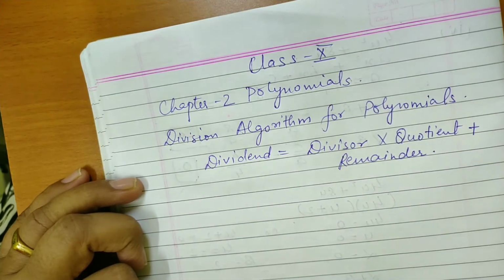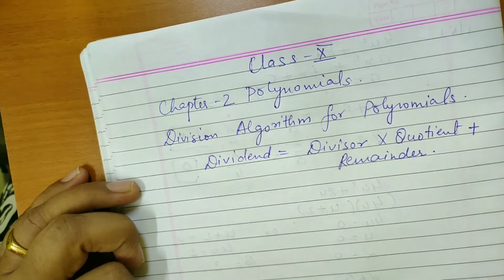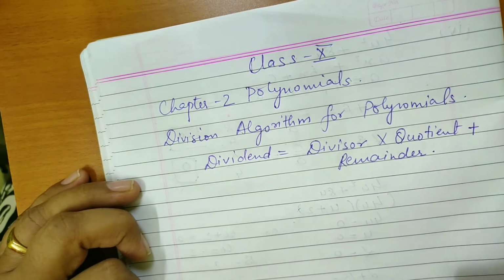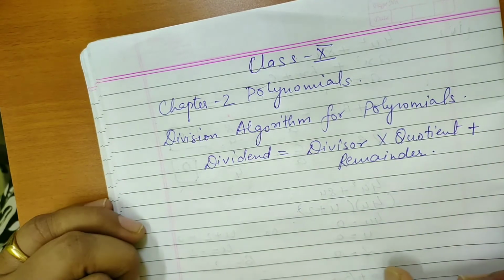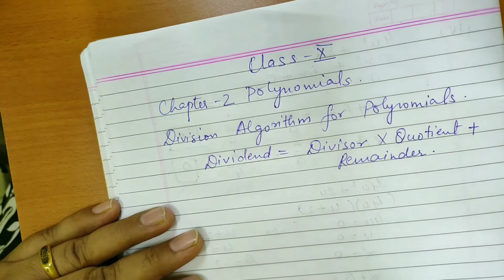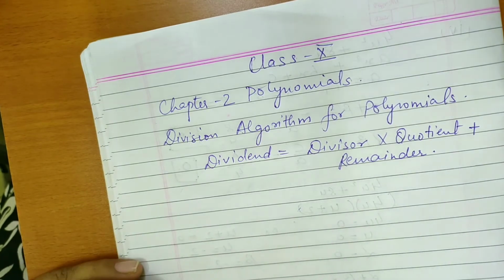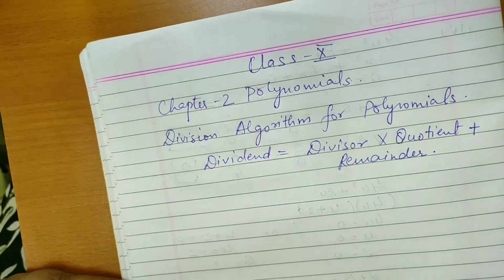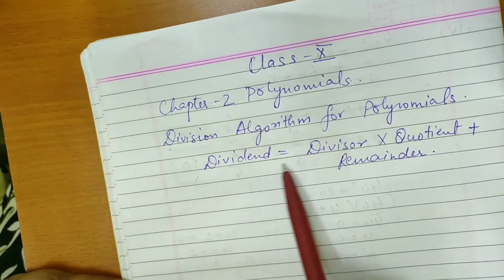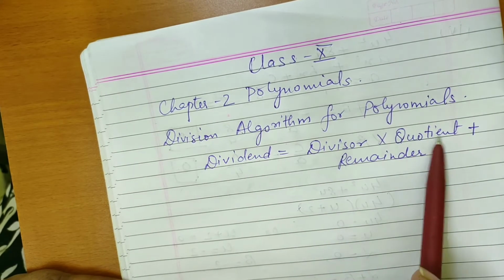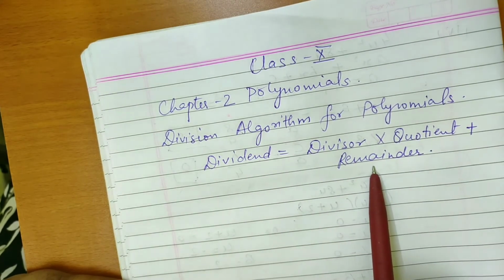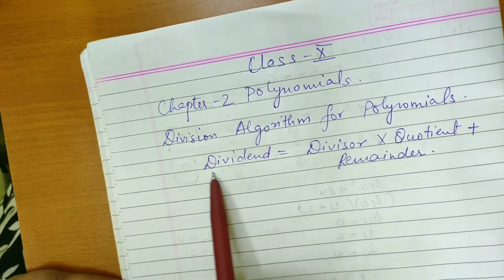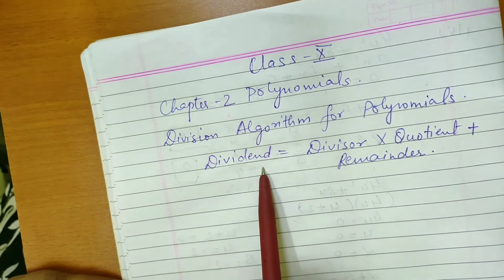We are going to study the division algorithm for polynomials. If you have not seen my previous lectures, you can visit them. Now, what is the division algorithm for polynomials? As we have already studied in class 9th, dividend equals divisor into quotient plus remainder. Now, what is a dividend? The number that you are going to divide.